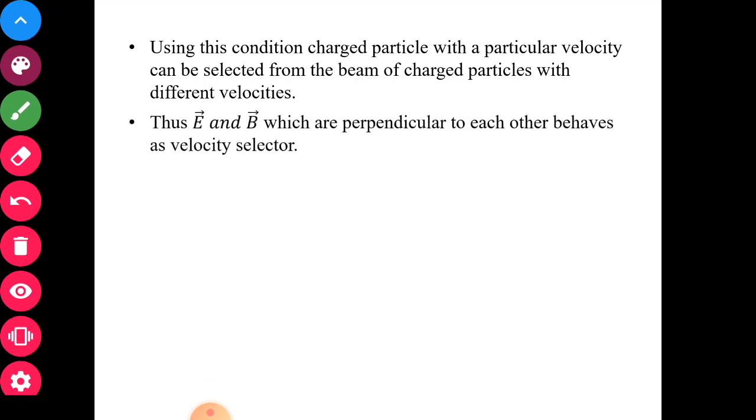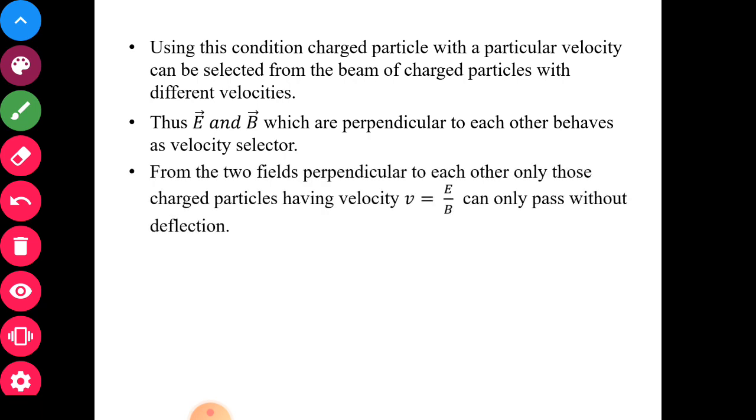Thus E and B, which are perpendicular to each other, behave as a velocity selector. From the two fields perpendicular to each other, only those charged particles having velocity v = E/B can pass without deflection. The others will all be deflected and will not propagate in the positive x direction in the case of our figure.